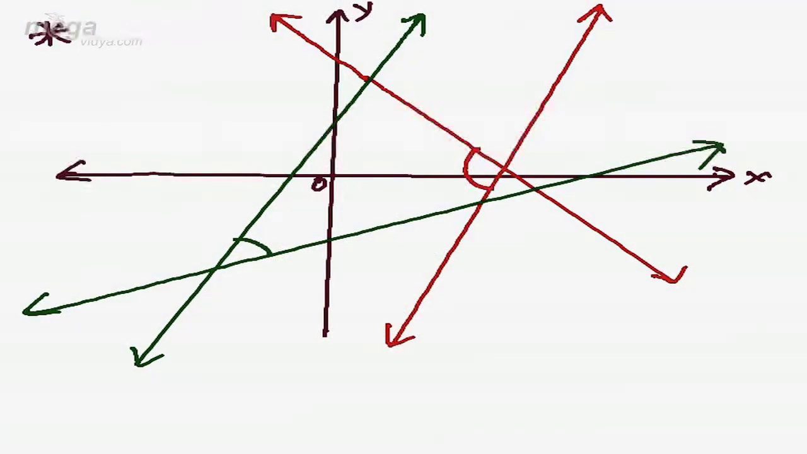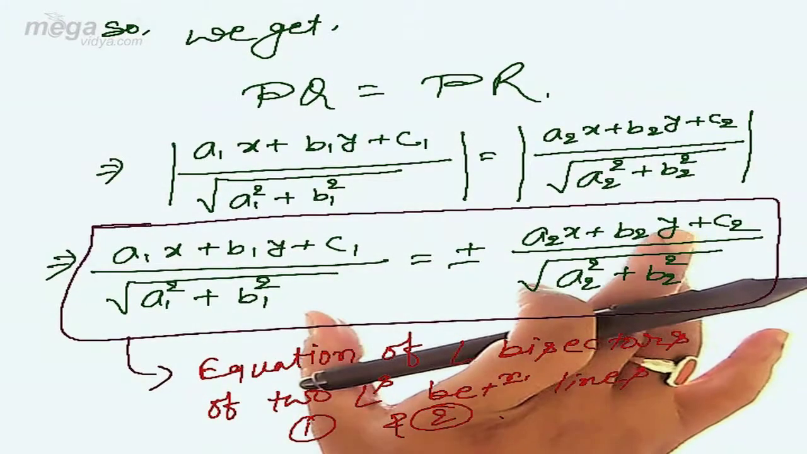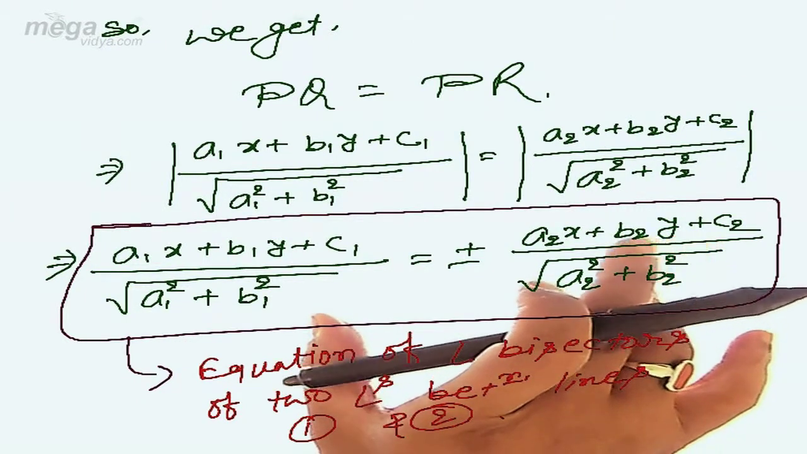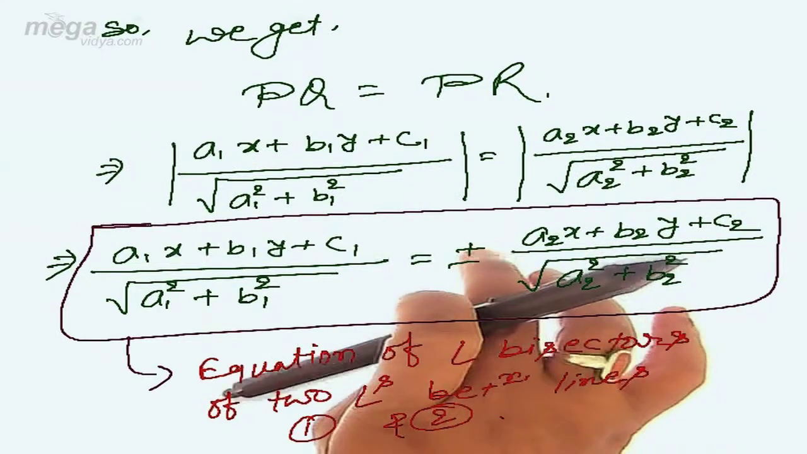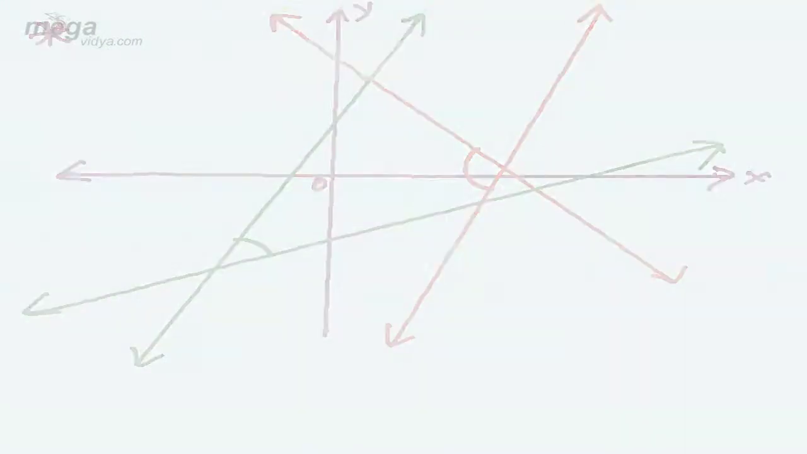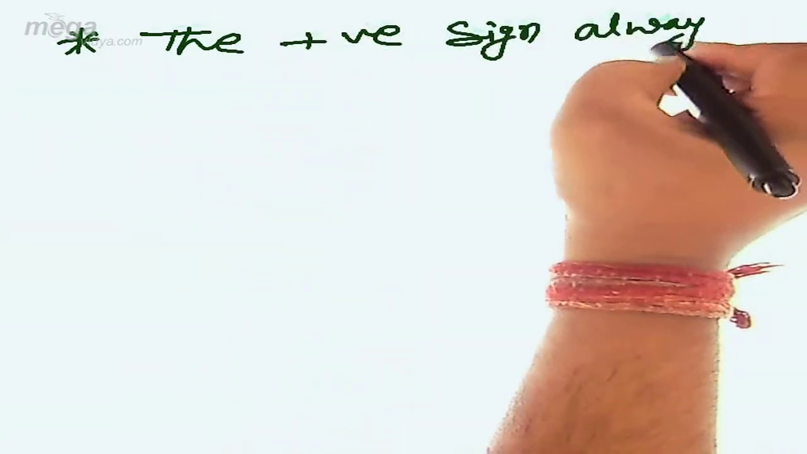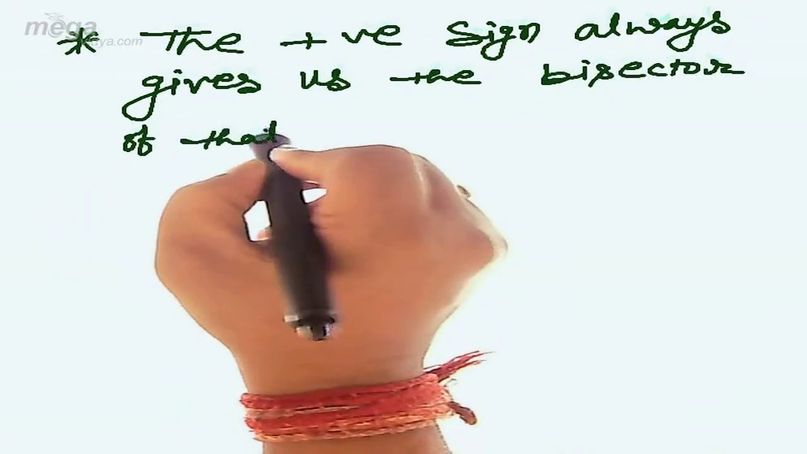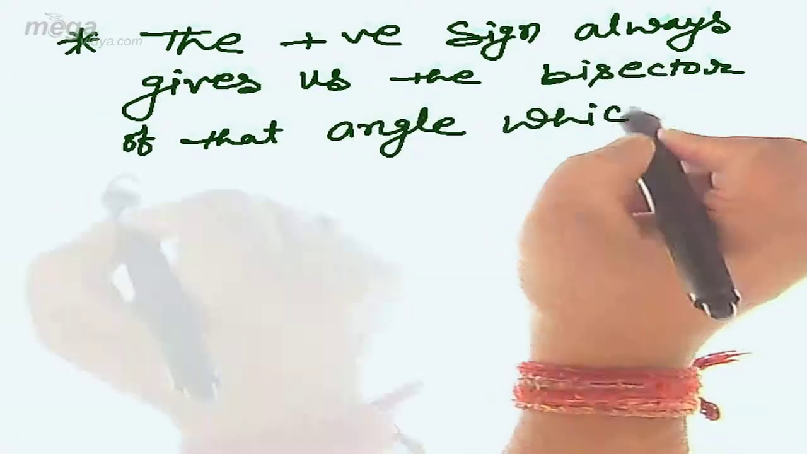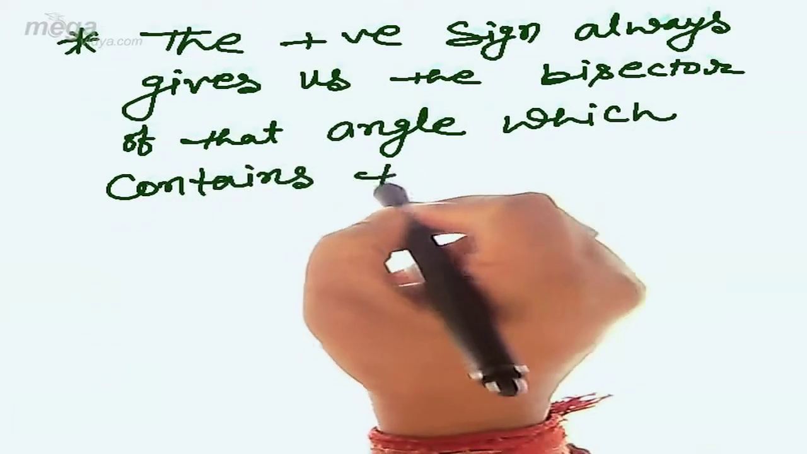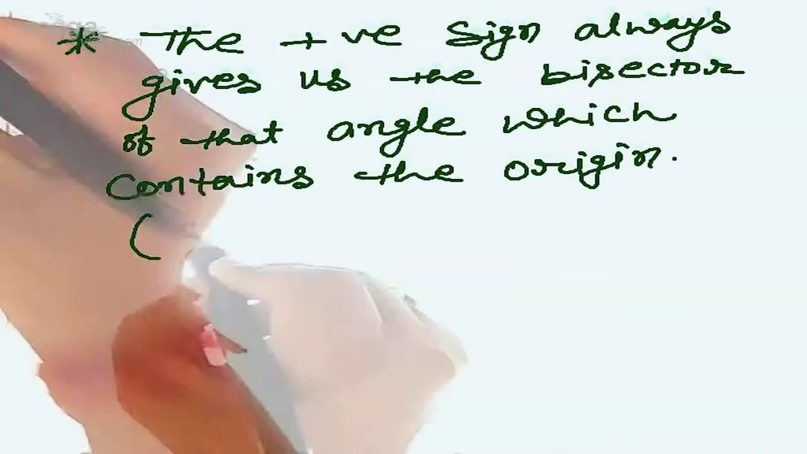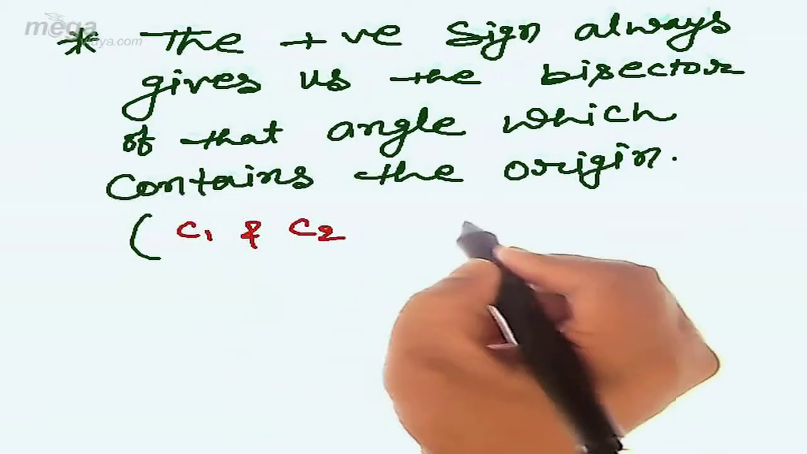So when we take this formula, in which region will the origin lie, and for which region is this the bisector and this the bisector? Here remember, the positive sign always gives us the bisector of that angle which contains the origin. But also remember, C1 and C2 should be positive.